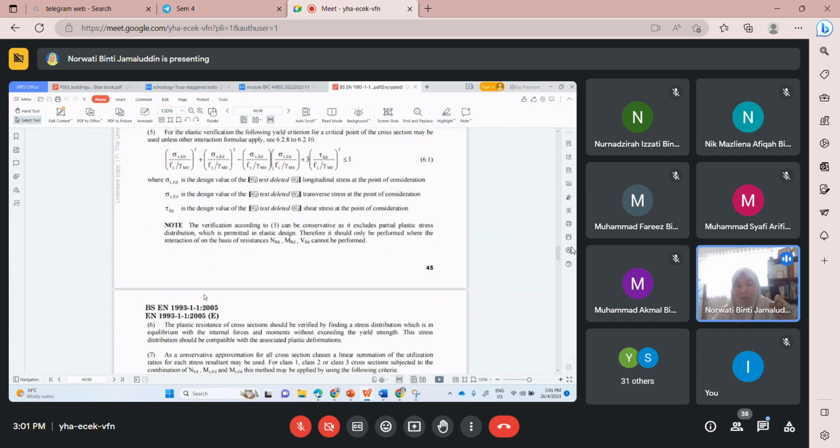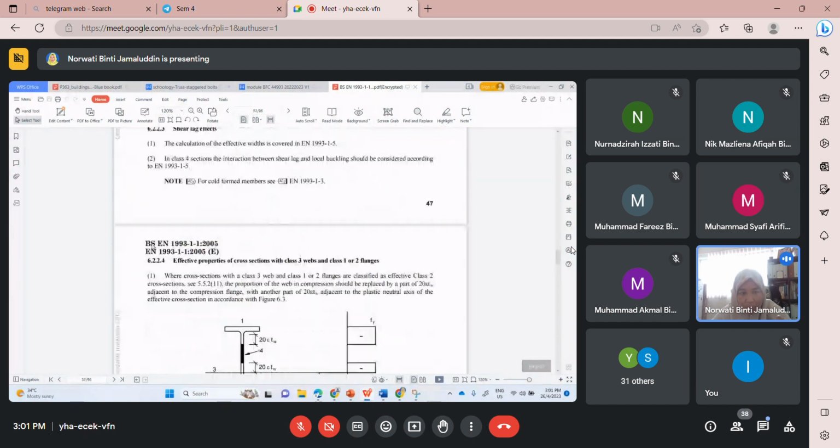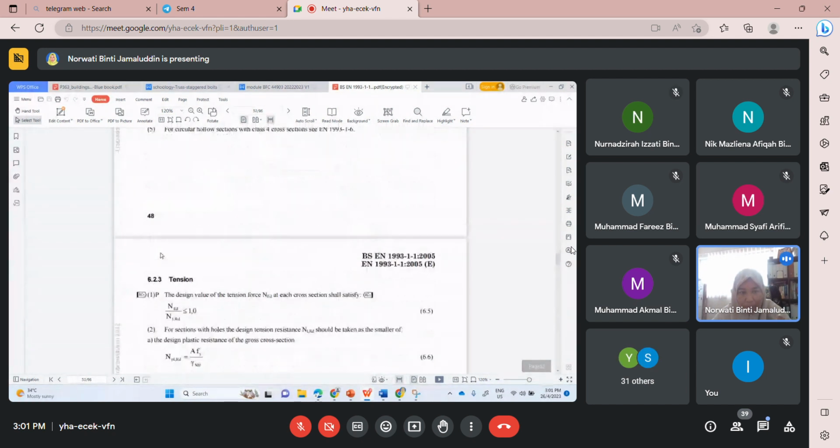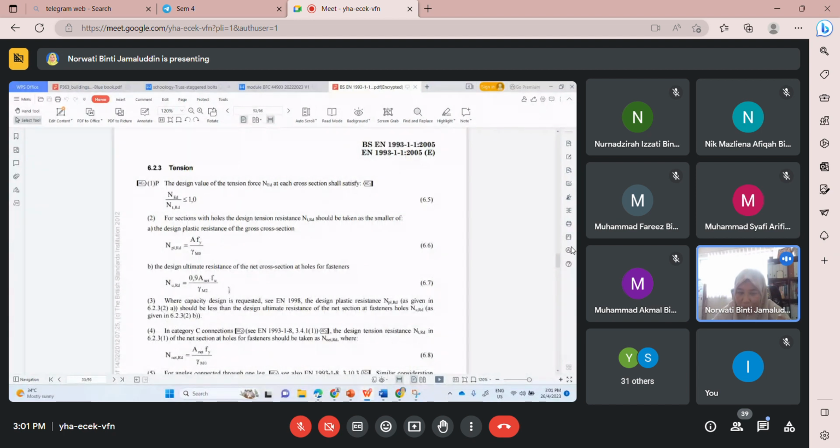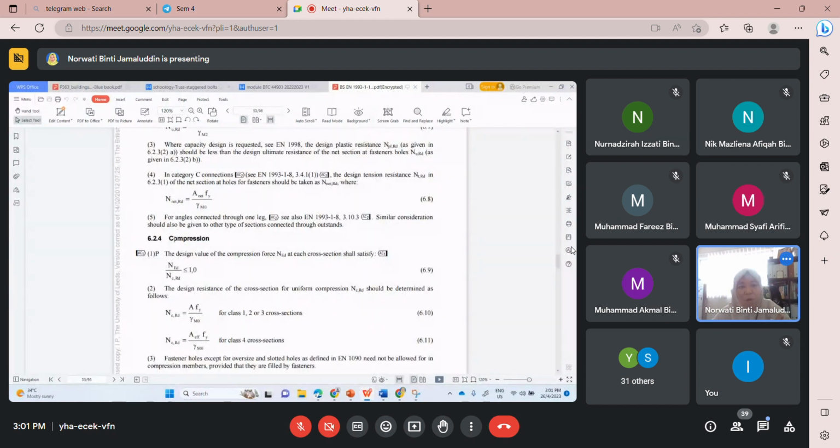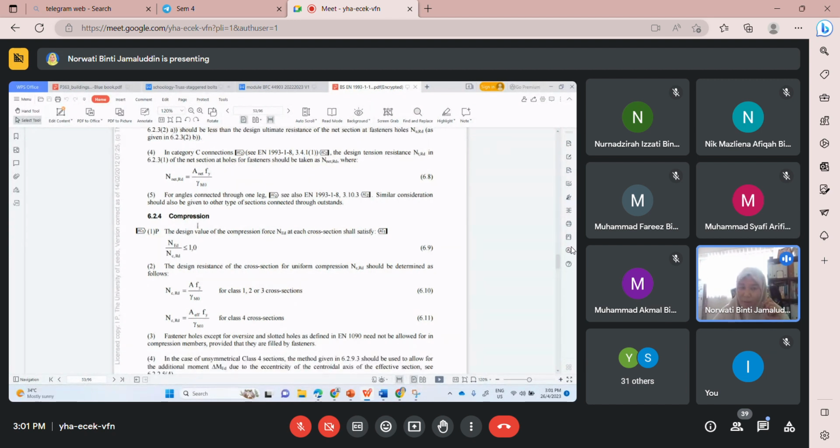So for 6.2, resistance of cross section, the element that we try to solve now is compression member, right? So look at the design for compression member. This one is for tension. This one is for compression. But we have another thing, MCRD. That one is also compression, but M stands for bending member. What we try to solve is the member that's subjected to compressive force, the axial compressive force.